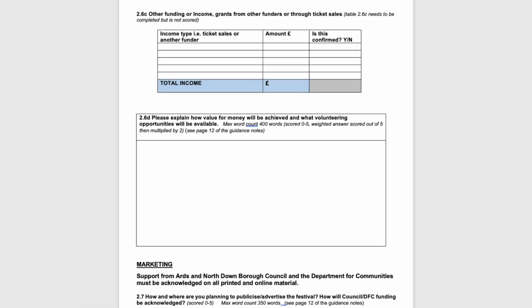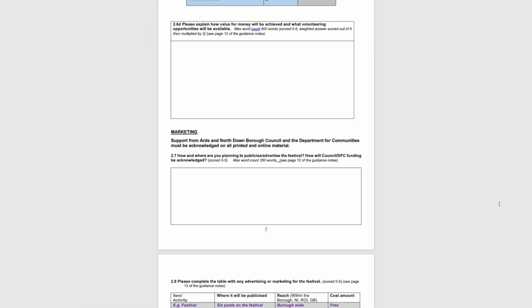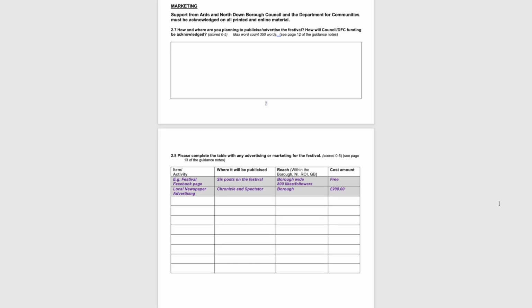Questions 2.7 and 2.8 are about how you will market and advertise the festival. Tell us about how you intend to publicise and advertise your community festival. For example, flyers, posters, newspaper advert, e-zines, church newsletters, or on social media. Also, please tell us how you plan to acknowledge the Council and DFC logos. Question 2.8 asks the applicant to complete a table on page 8 of the application with the advertising and marketing information, the reach and any costs.